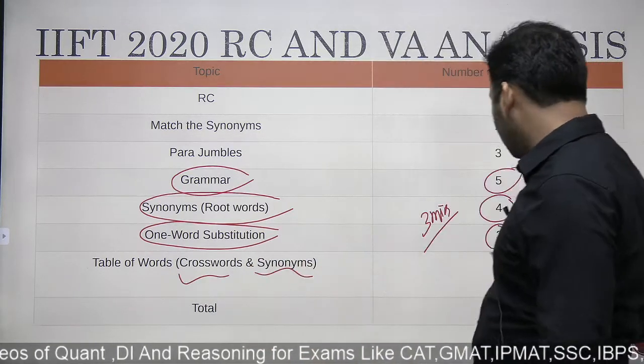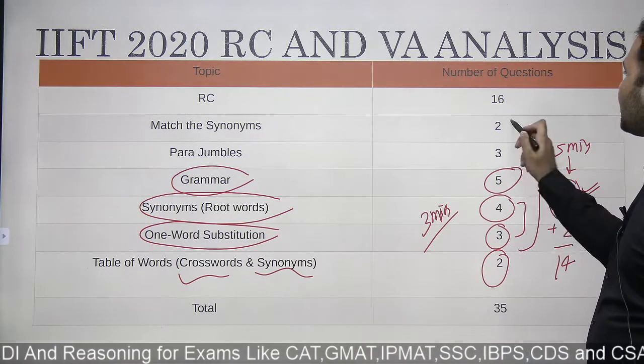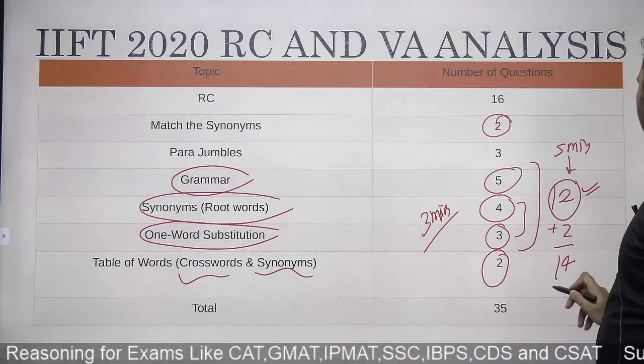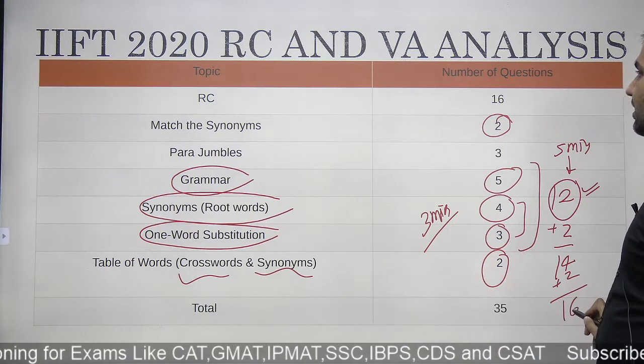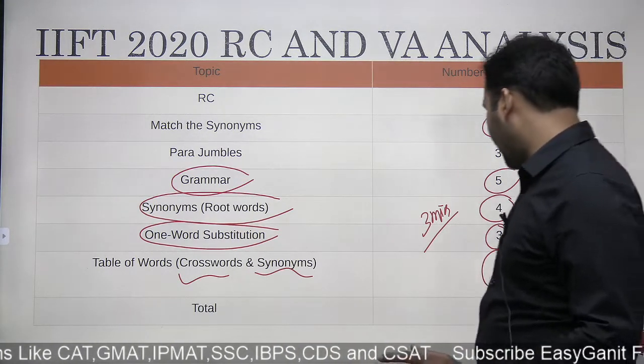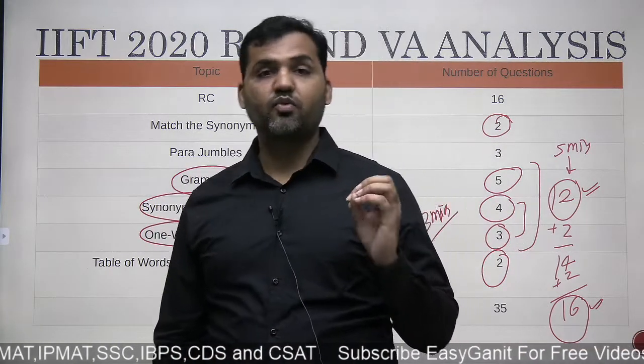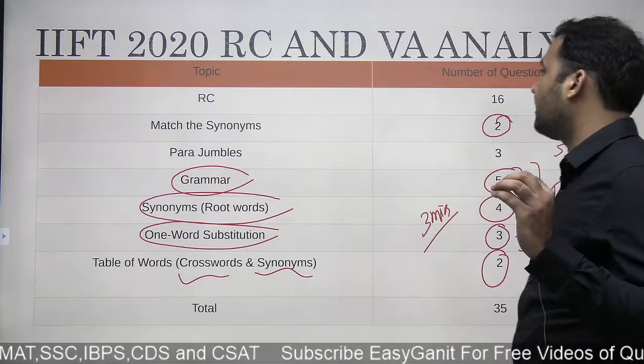Crosswords and synonyms. This is again 14 marks. Add 2 more marks to it. Right? Match the synonyms. Right? Plus 2. 16 are those number of questions, right, out of 35 which are very easy. Which are going to be very, very easy, guys, right?